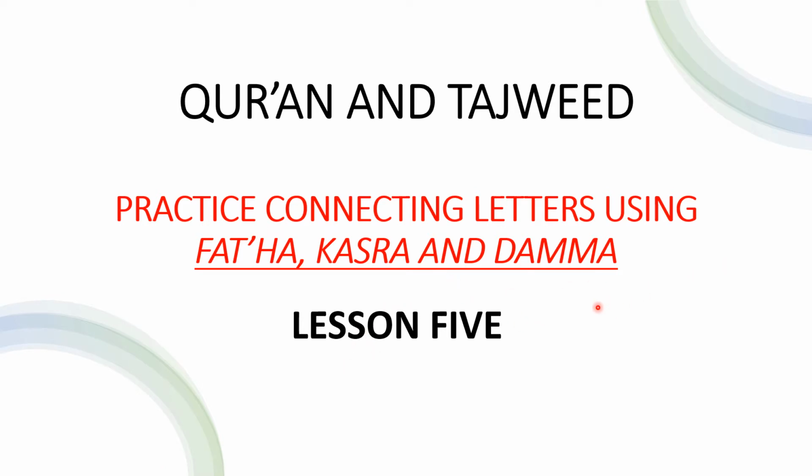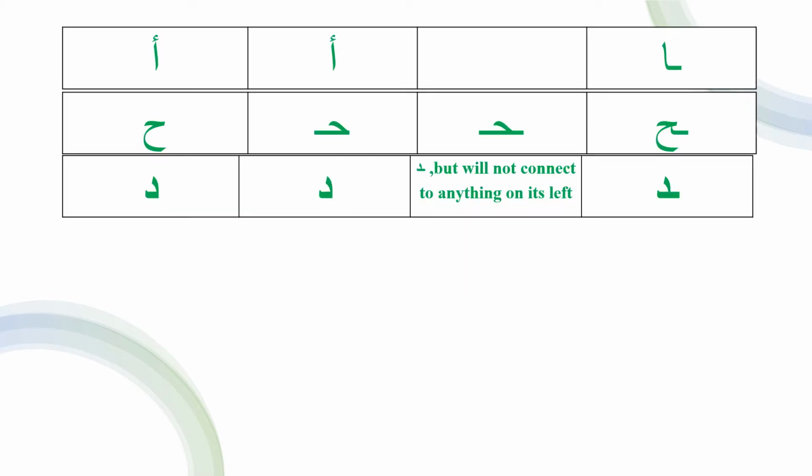Like I promised before, in lesson 4 we discussed the Arabic alphabet chart, and I promised we will connect letters using Fatha, Kasra, Damma, and also connect letters finally using the chart, but from our heads because we've already seen it. All right. So here's our first word. I selected some words to randomly connect using Fatha, Kasra, Damma. So I selected this word from this chart.